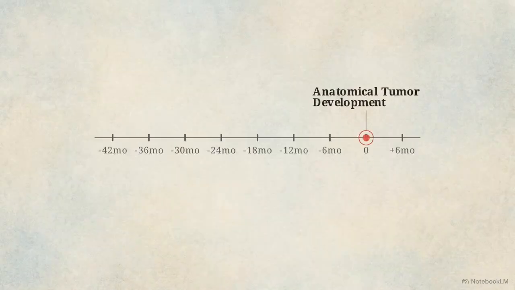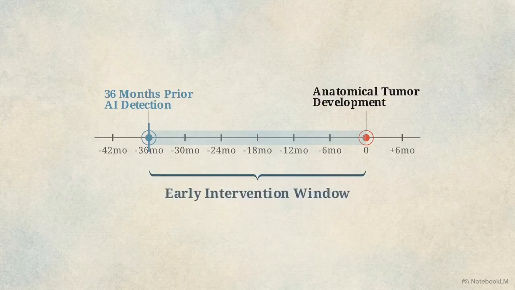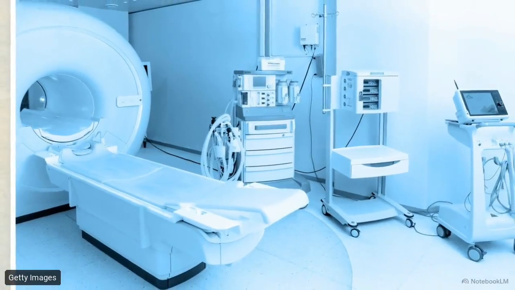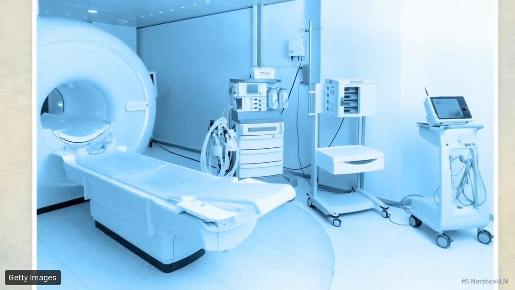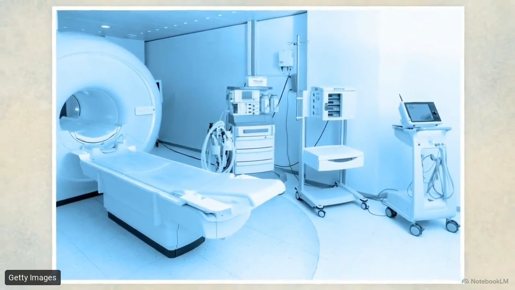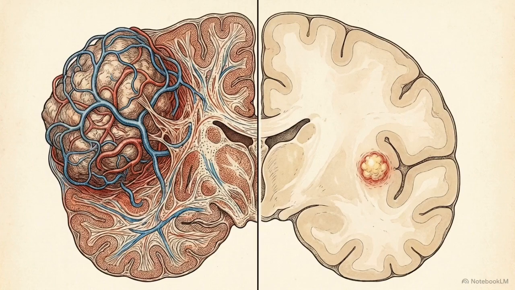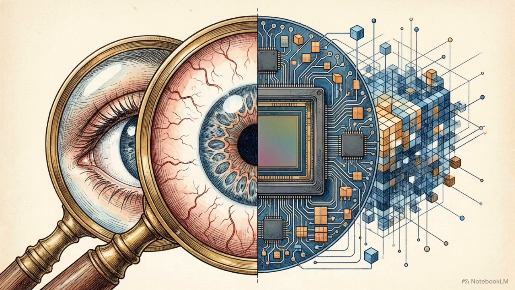The system identifies a high probability of pancreatic cancer up to 36 months before any anatomical tumor develops. It achieves this 3-year lead time without requiring new, specialized hardware. It runs its analysis entirely on standard, archived CT scans that a patient has already taken. Moving the detection window backward by 36 months shifts pancreatic cancer from an advanced systemic crisis into a localized, proactively manageable condition. This creates an immediate clinical question.